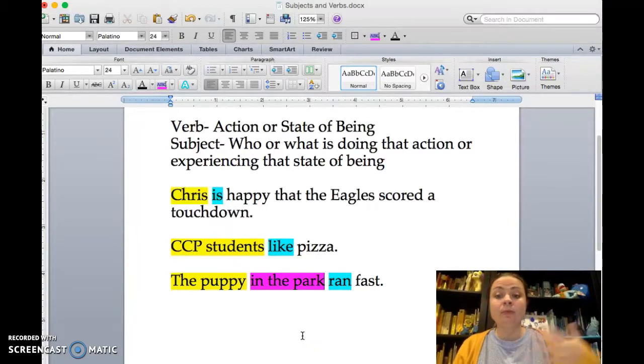A lot of times it'll be straightforward. Your subject will be next to your verb. Other times you have to say, okay, what is the action or the state of being here? So good luck on your quiz, and we will do more with subject and verb identification as time goes on.